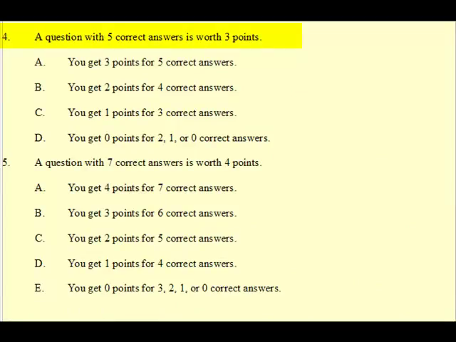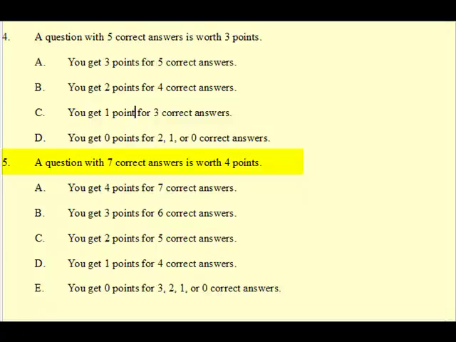4. A question with 5 correct answers is worth 3 points. You get 3 points for 5 correct answers. You get 2 points for 4 correct answers. You get 1 point for 3 correct answers. You get 0 points for 2, 1, or 0 correct answers.